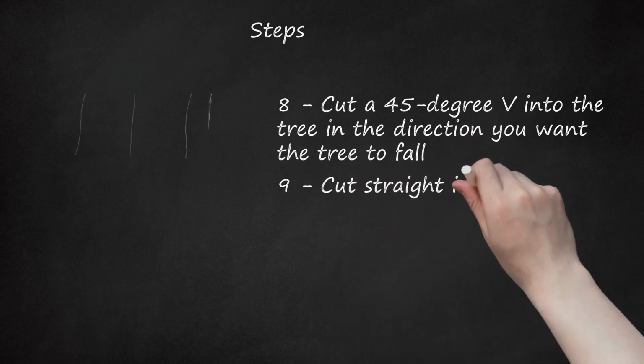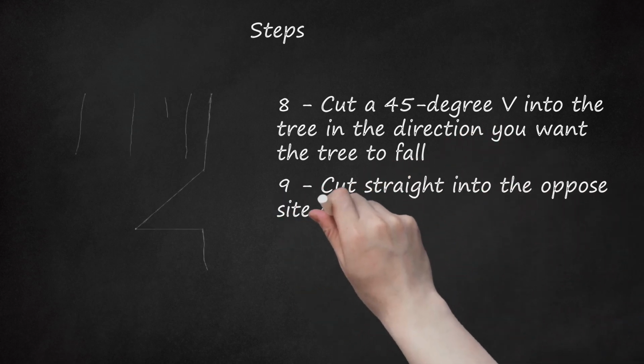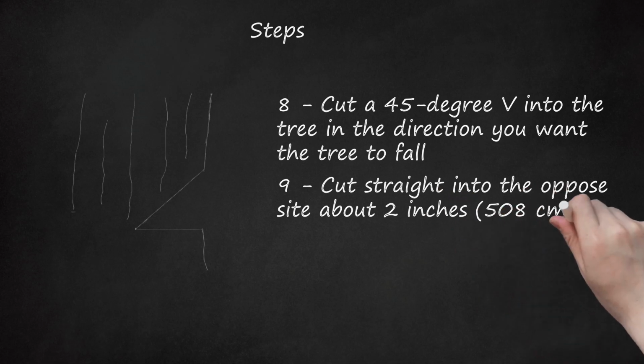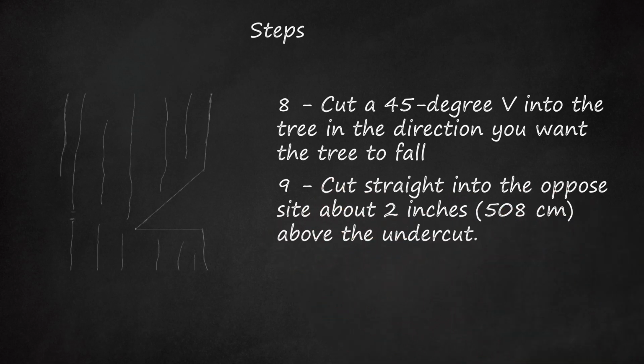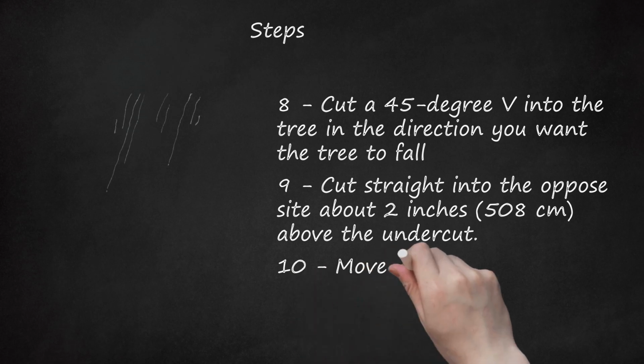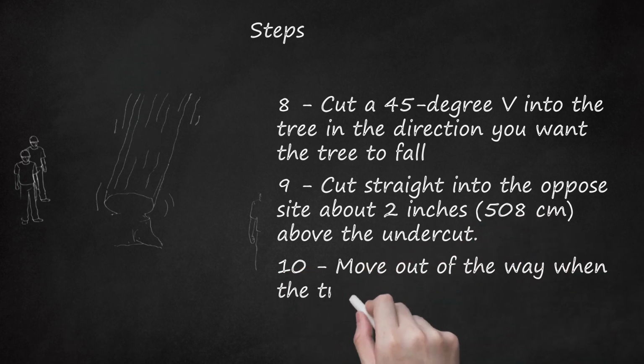9. Cut straight into the opposite side about 2 inches, 5.08 centimeters, above the undercut. This is called the backcut, and it releases the stress the undercut places on the tree. 10. Move out of the way when the tree begins to fall.